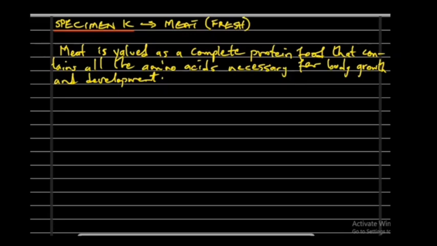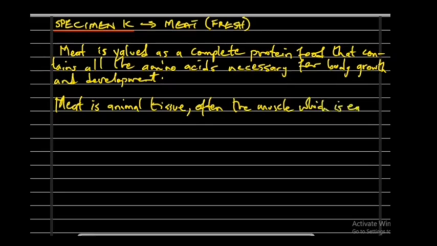Now, meat is animal tissue, often the muscle, and it is eaten as food. Humans have hunted and farmed other animals for meat.